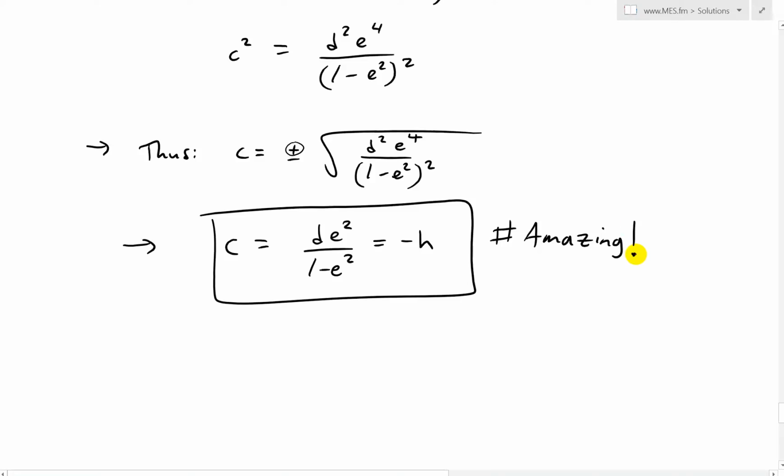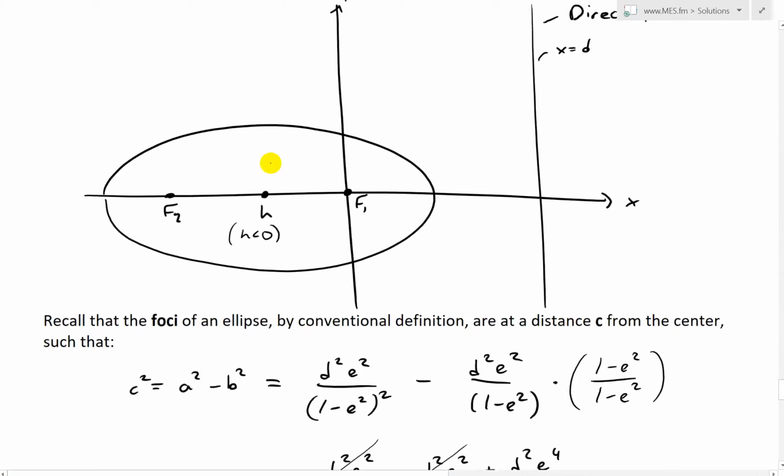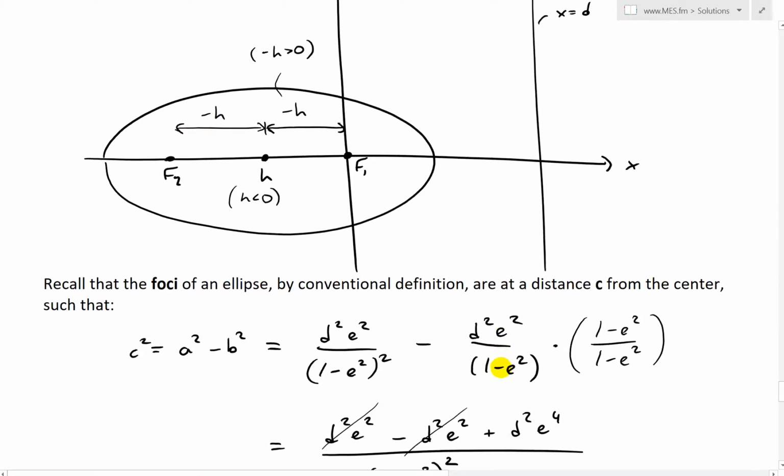So what this means is the distance is at negative h, and remember that negative h is positive. So this distance is going to be negative h from the center. In other words, the focus of the unified theorem is the same as the focus for the conventional definition. So this is going to be negative h distance. And again, recall negative h is greater than 0, so that's just an absolute value distance there. And likewise from here to here is also negative h, like that. Very, very fascinating stuff here.